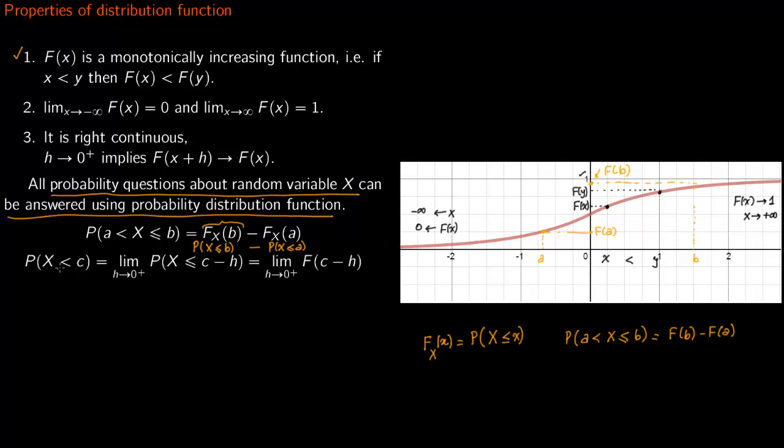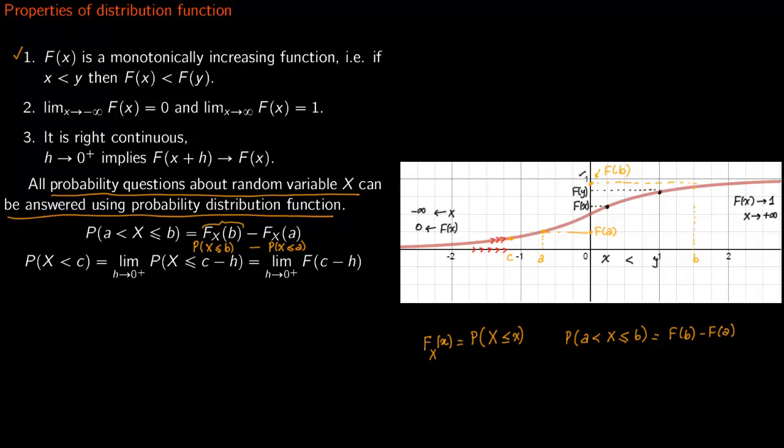What about probability of x less than c? So say c is somewhere here. We want to find the probability of x less than c. Then we will try to approach c from the left hand side. So we'll try to approach c from this direction and find the limit. So you find the limit here.